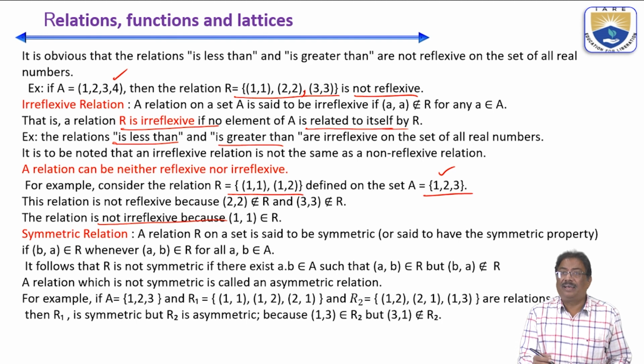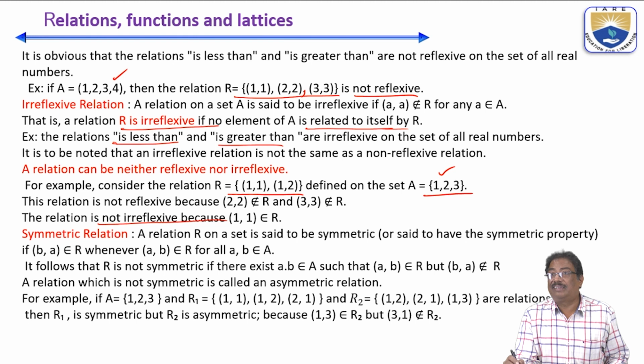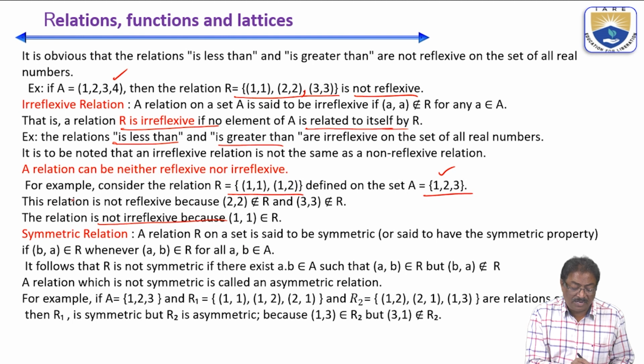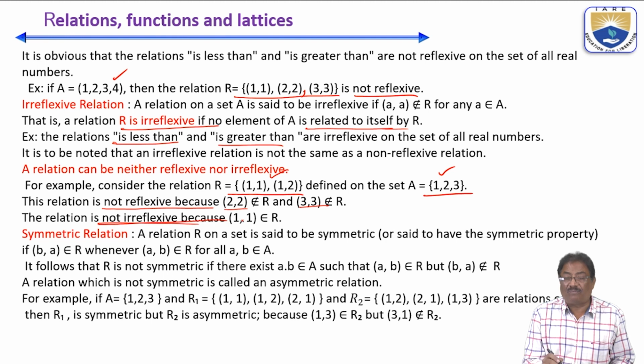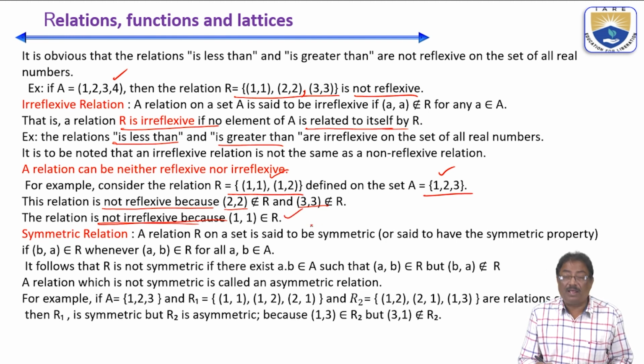So it is both. That means whenever we can say that if it is not reflexive, it does not mean that it is irreflexive. So a relation which is not reflexive and which is not irreflexive also exists. Here we are going to say that this is not reflexive because (2, 2) and (3, 3) do not belong to R, and in the same way it is not irreflexive because (1, 1) belongs to R.